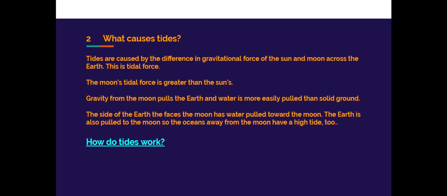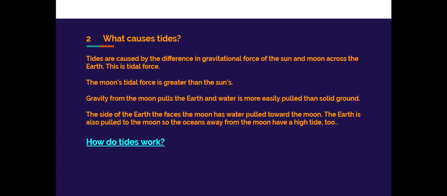What causes tides? Tides are caused by the difference in gravitational force of the sun and the moon across the earth. This is called a tidal force. So we get tides because of the sun and the moon. The moon's tidal force is greater than the sun's. Every large object has a gravitational pull. The moon does have a gravitational pull, less than the Earth's. The Earth pulls the moon towards us, and that's what keeps it in orbit. But the moon's still pulling back, and what it pulls back is water.